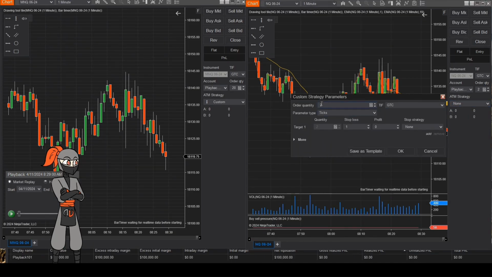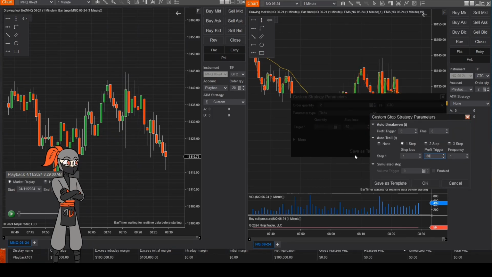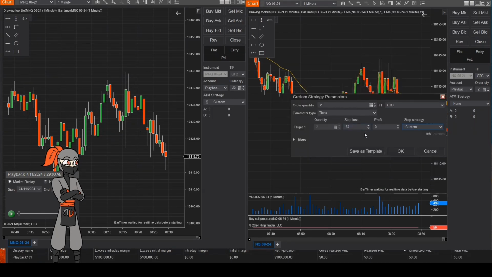Now we're going to do the same thing on this side. So 2 contracts, a 60 tick loss, 0 for our profit target, and we're going to go custom with an auto trail so that when we hit 80 ticks of profit, our stop will essentially start following price, and hopefully it follows it by such a substantial amount that we're able to not just go past that 60 ticks that we're risking, but well past it.